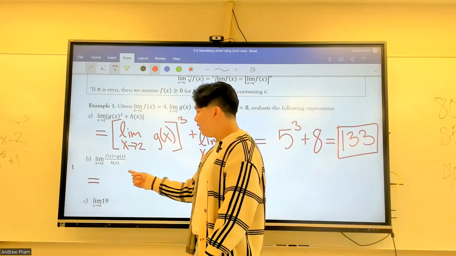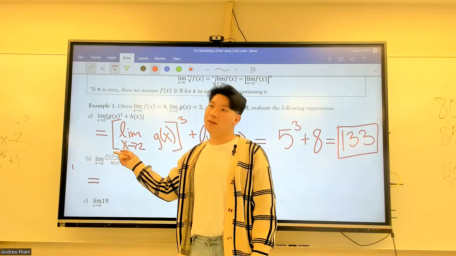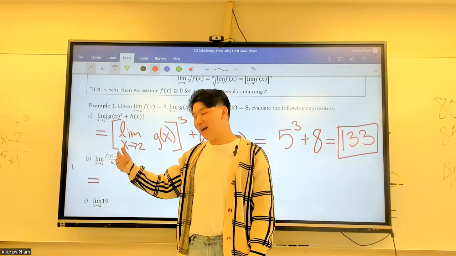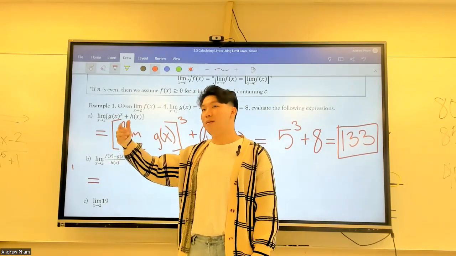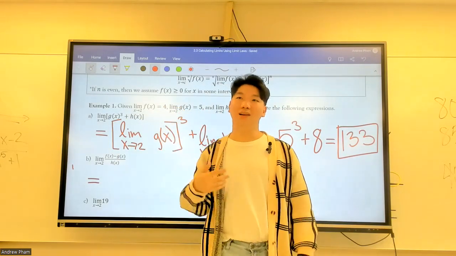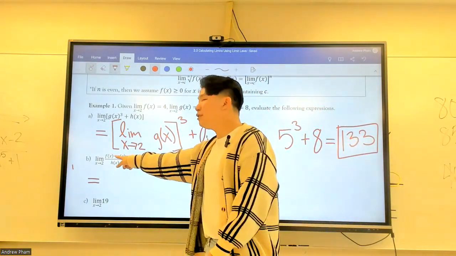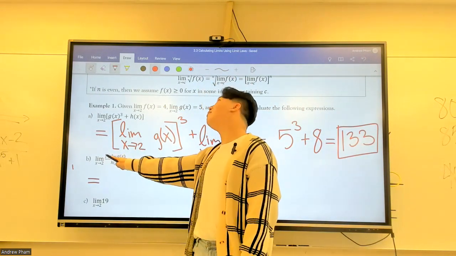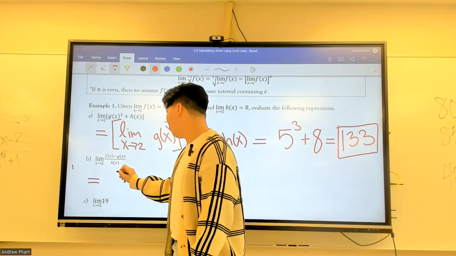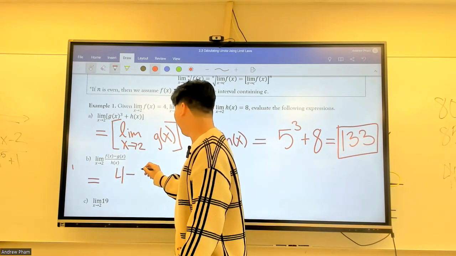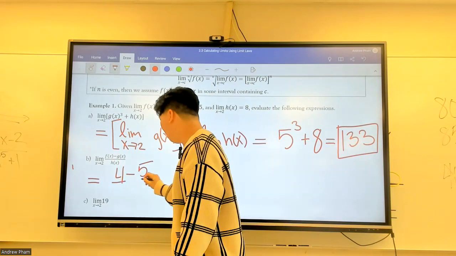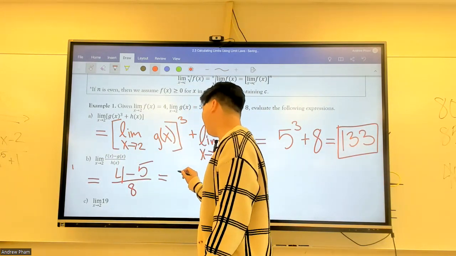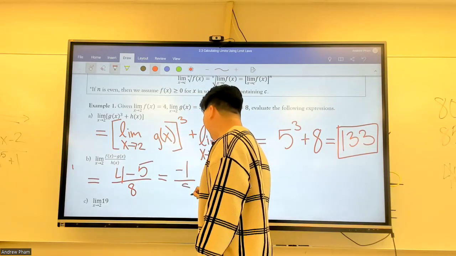So I know that here I have a difference because there's subtraction, and I've got a quotient. So if I apply those 2 laws, the difference law and the quotient law, I'm just taking the limit of each one individually and then plugging them in. So what's the limit of f of x? We have 4, right? What's the limit of g? Yeah, we have 4 minus 5 all over, what's the limit of h? 8. 4 minus 5, we get -1 all over 8.